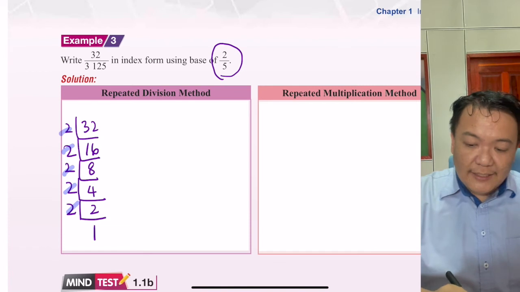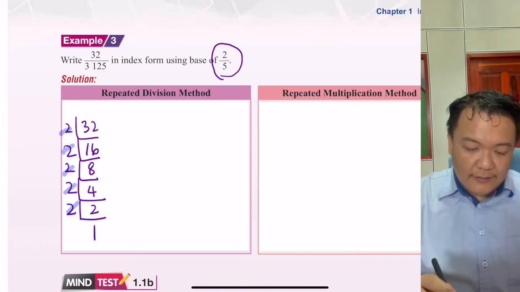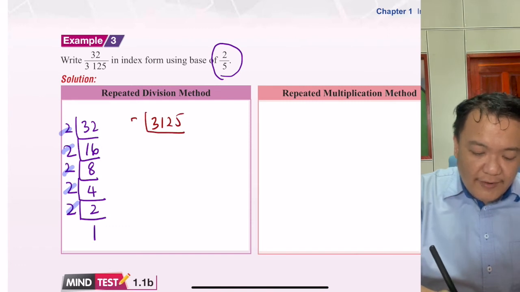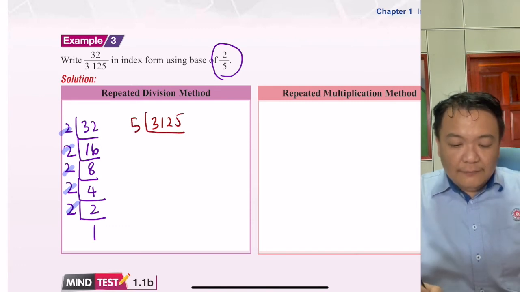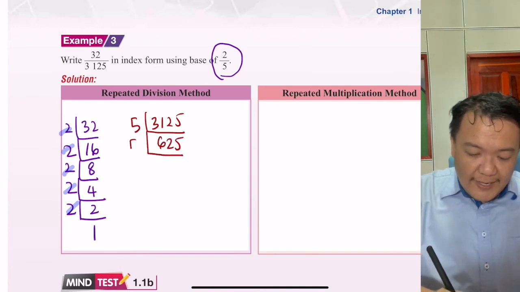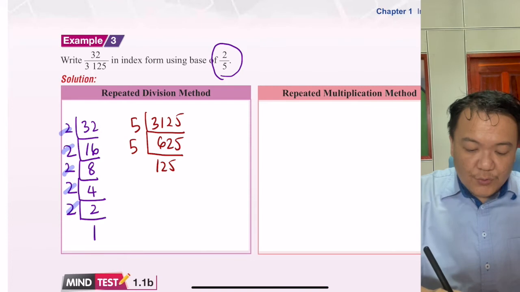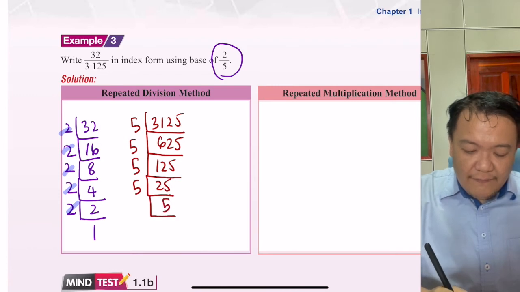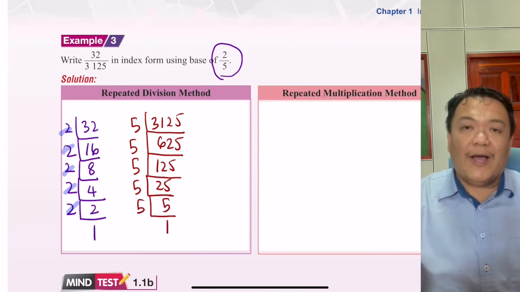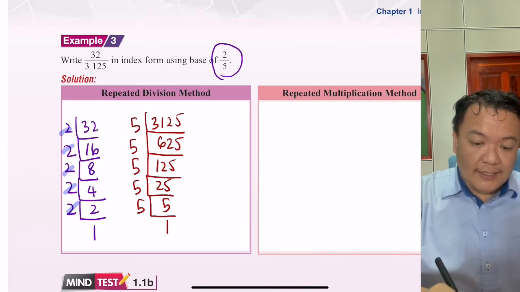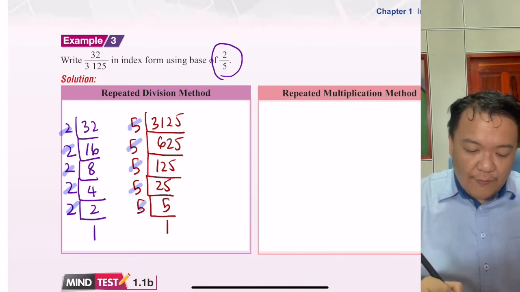Next kita cuba yang bawah pula. The denominator. So 3125 divide by 5. So we get 625. Divide again by 5, 125. Further divide, we get 25. Then 5, then 1. Sampai dapat 1. Next kita kira ada berapa 5. 1, 2, 3, 4, 5.